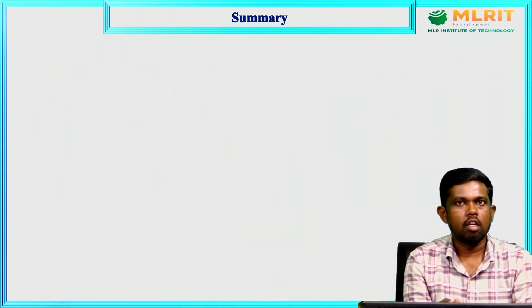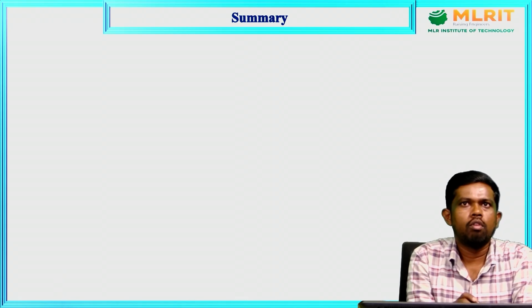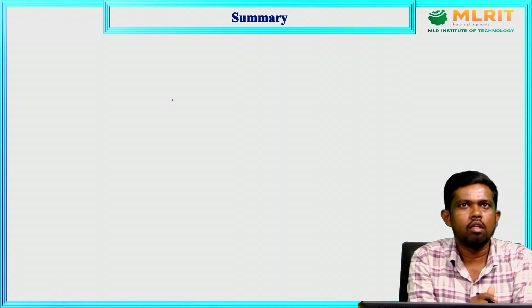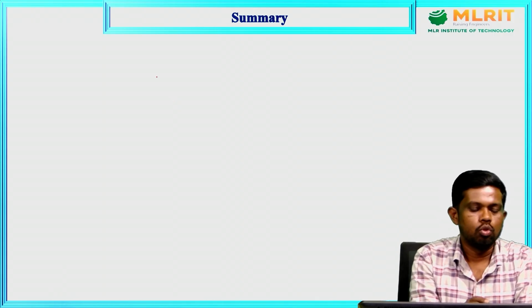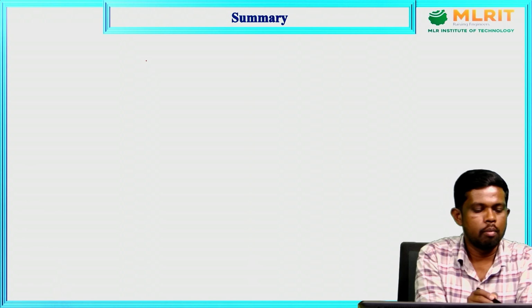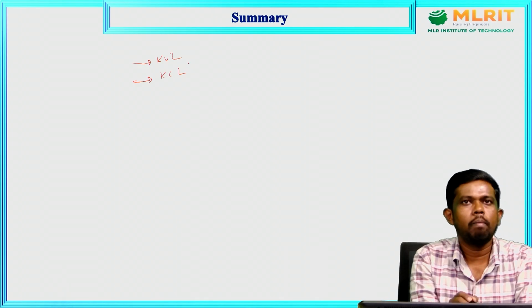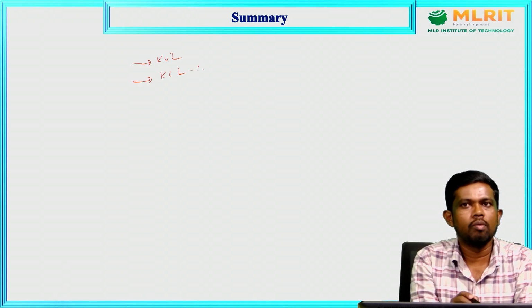Then the summary of the Kirchhoff laws, the summary of the session. Till now we have discussed Kirchhoff laws. The Kirchhoff laws were invented by the German physicist Gustav Kirchhoff. There are two types of Kirchhoff laws: one is the Kirchhoff voltage law and the other is the Kirchhoff current law. The Kirchhoff voltage law works on the principle of law of conservation of energy. The Kirchhoff current law is based on the principle of law of conservation of charge.